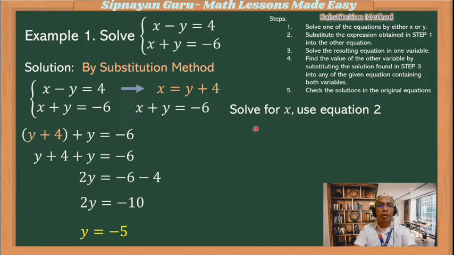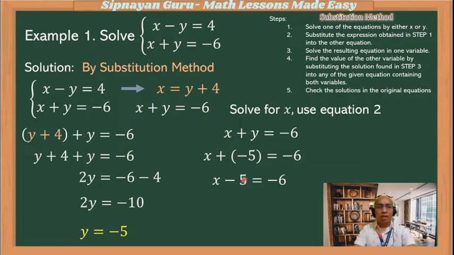So we are now going to solve for the value of x. In solving for the value of x, you can choose either equation 1 or equation 2. But in this case, we will make use of equation 2, x plus y is equal to negative 6. Copy x plus the value of y, negative 5, is equal to negative 6.